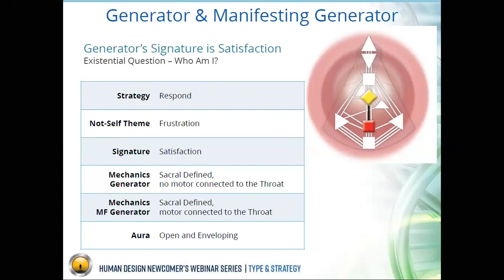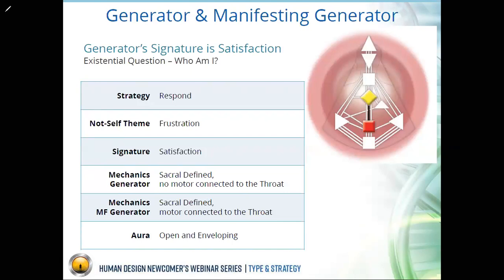Now, a generator does not have the sacral or a motor connected to the throat. So what makes a manifesting generator is if you have one of the four motors connected to the throat via a channel. So you have these four motors. The sacral's one, the root at the bottom is another motor, the solar plexus to the right is another motor, and the heart, that little tiny triangle, that's another motor. So a manifesting generator has one of these motors connected to the throat, and the sacral is defined. So when you look at a chart, you can see, oh, that's a generator. Oh, that's a manifesting generator.